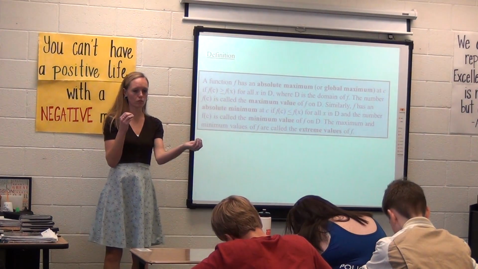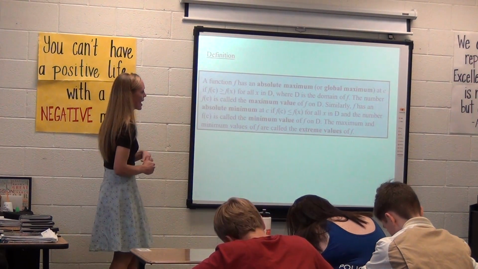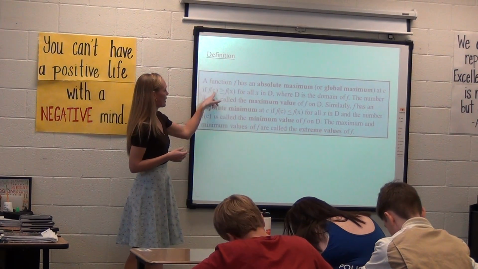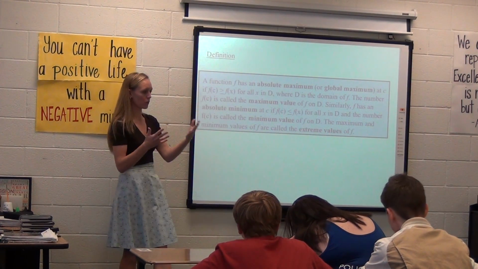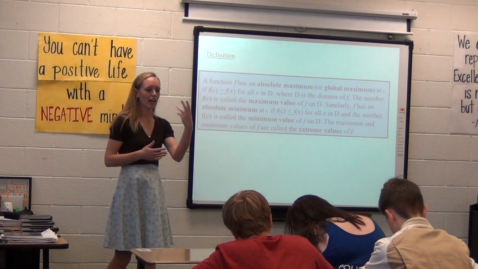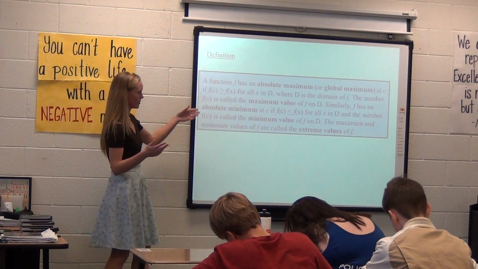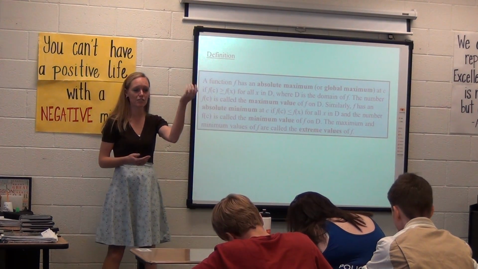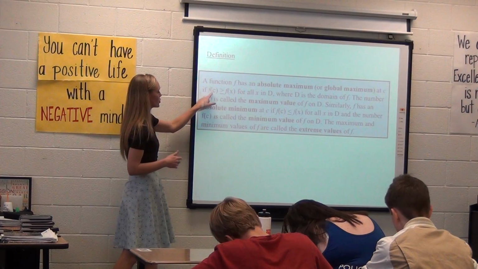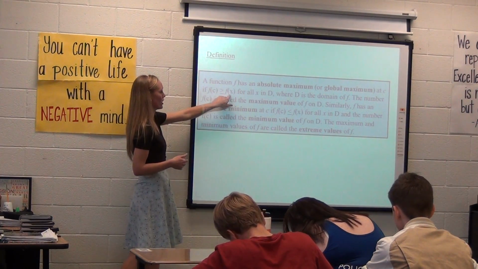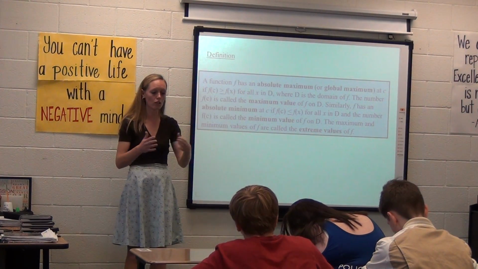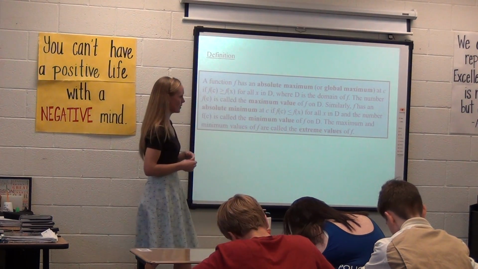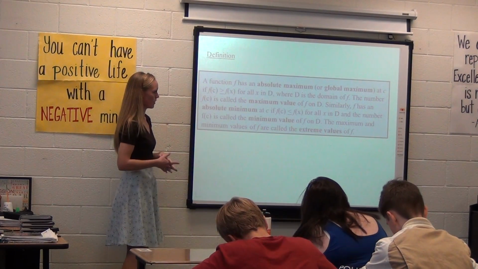We have absolute and local. So an absolute maximum is when this y value at c, at whatever x value, is the highest value in that function, which is pretty self-explanatory. If it's an absolute maximum, it's the highest value that the function reaches. So that means that f of c is greater than or equal to the rest of f of x, and we're talking about all values that are in the domain. D references the domain of the function.